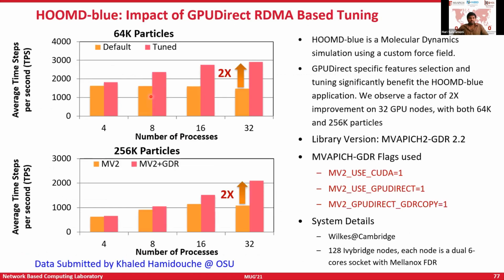We also look at the GDR side of things. As we mentioned earlier, these are the environment variables that we have used. If you want to try the Blue application, please download it from the University of Michigan website, get the GDR package you want from the MVAPICH2 download page, set these environment variables, and you should be able to reproduce these performance numbers.